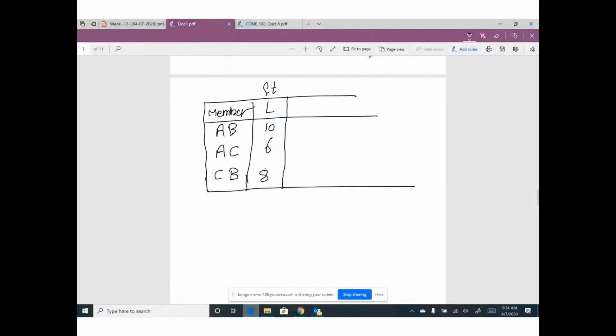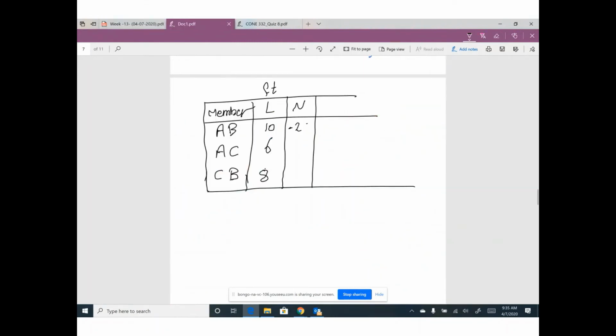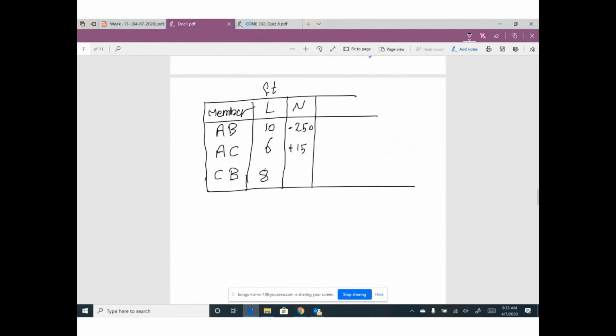The next column, what is the value of capital N? Okay, go back to your problem. The capital N value in member AB is negative 250. Negative 250, compression, negative means compression. The value for member AC is positive 150. For this member, positive 200.